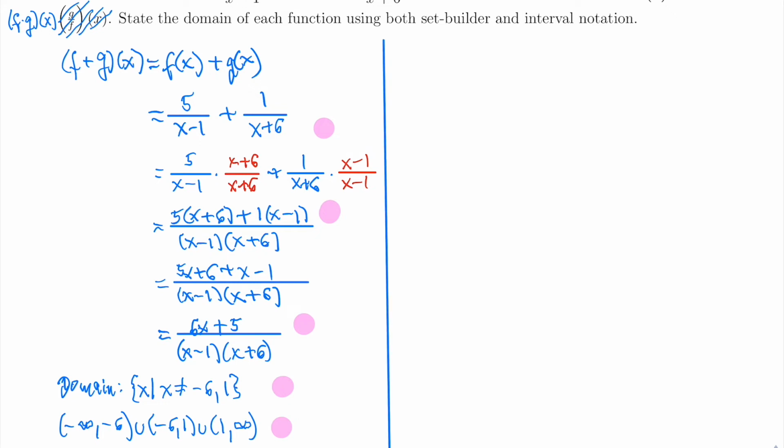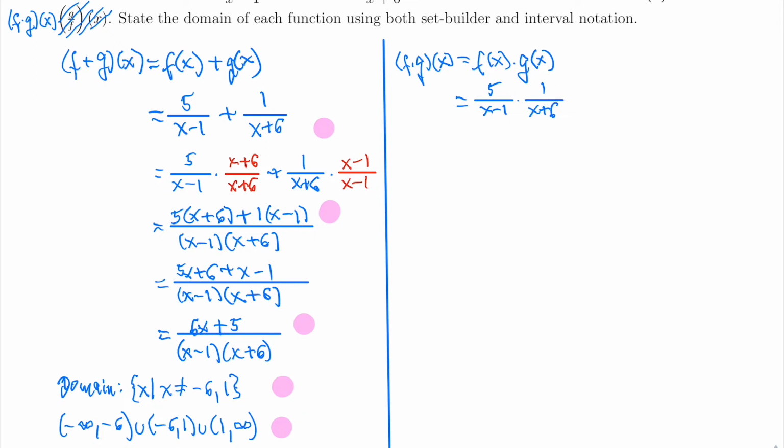Now next we will multiply our two functions, and we will again start with our definition of what that means. So f times g of x equals simply multiplying both our function values, f of x times g of x, and we take our two functions again and multiply them. So we have 5 over x minus 1 times 1 over x plus 6.